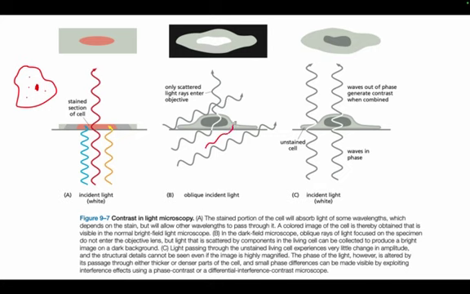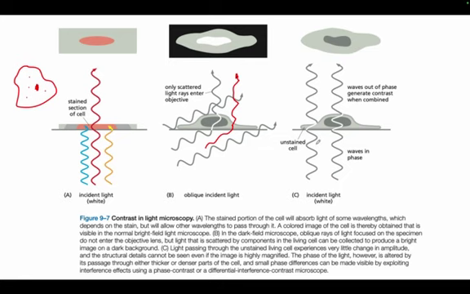So say this is interacting like this, it will enter the objective, but this won't. And as a result, you're basically only collecting the scattered rays. So this is one way of increasing the contrast within your cell. This is something called dark field microscopy.